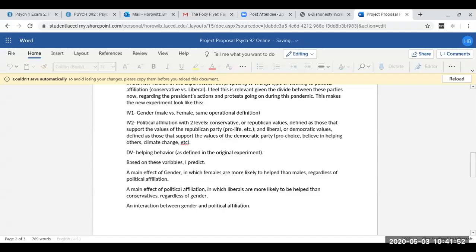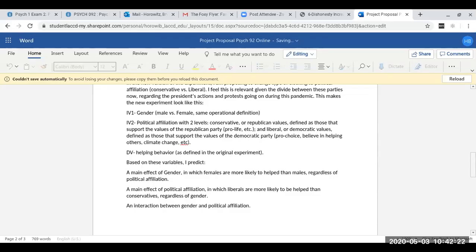So based on these variables, I have 3 predictions. I predict a main effect of gender, in which I believe overall females are more likely to be helped than males. Females are more likely to be helped than males, regardless of political affiliation. Remember, a main effect is the 2 levels of one IV as if the other IV didn't even exist. So regardless of any political affiliation.